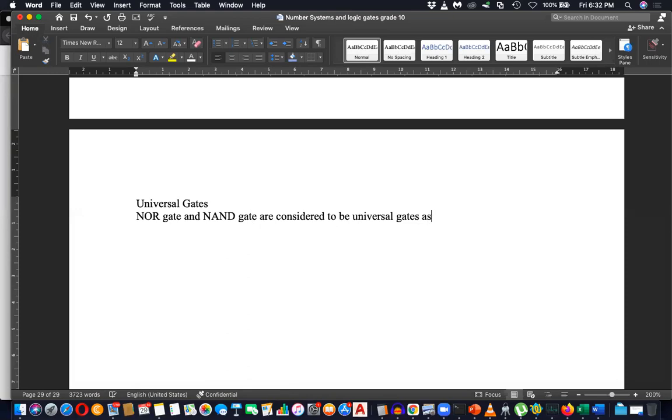as it is possible to create any other gate using those two gates only. That is, even by using the same gate type.